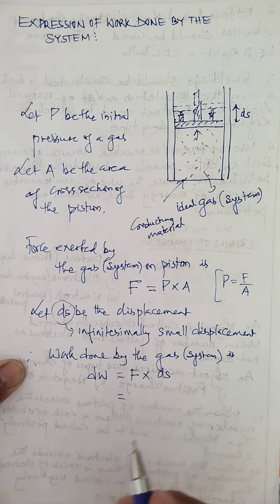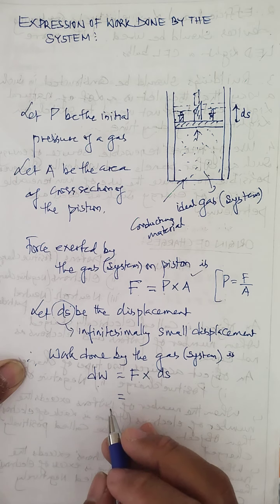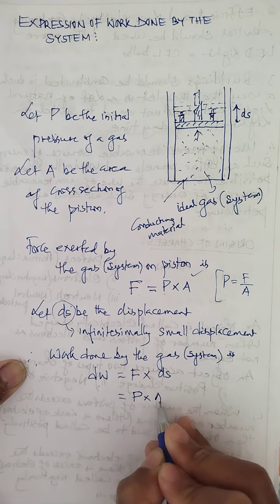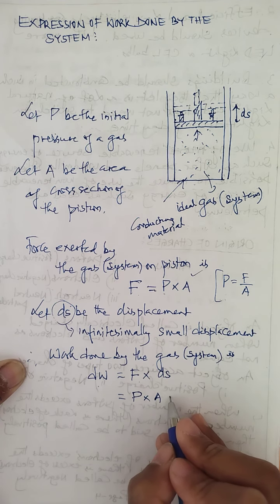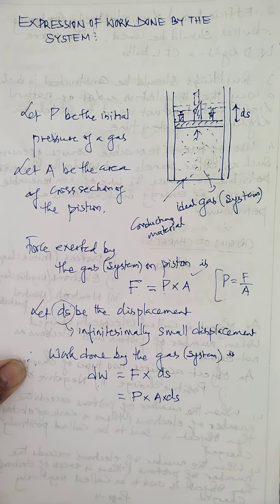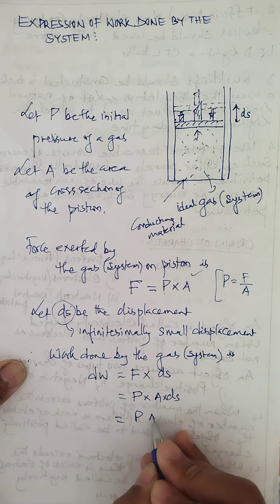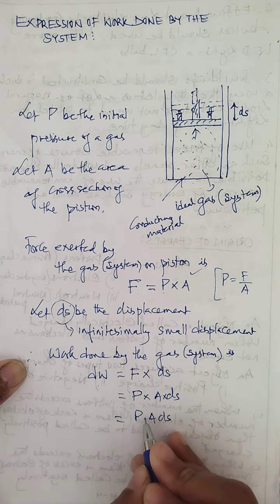But what is F? We have already calculated F, so let me put it here: P into A, into ds. Now I write down this as P A into ds.